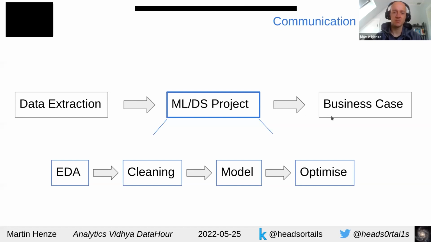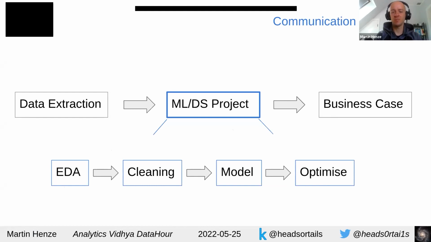It could be an academic paper. It could be another type of scientific project. But somebody somehow will use the results of your model to do something, right? And then within your model, you have these steps, right? You have EDA, you have data cleaning, you have building your model in the first place, and then iterating and optimizing it. And of course, this is not a one-way street either.